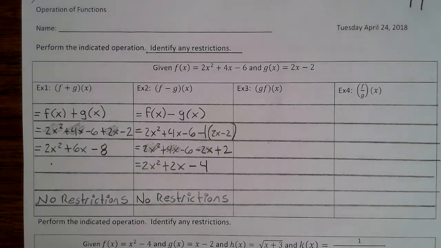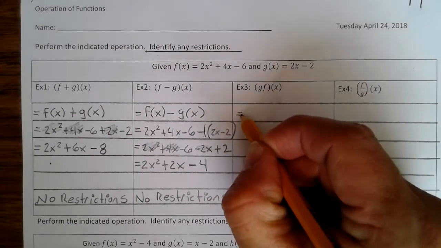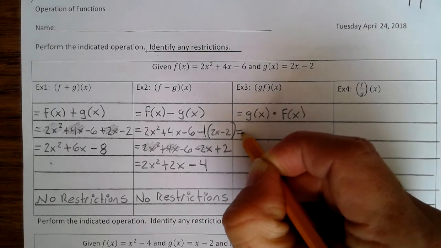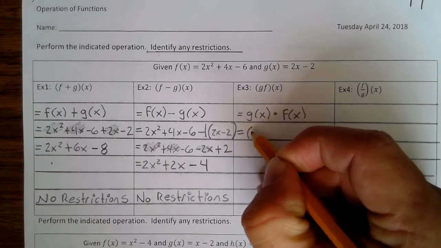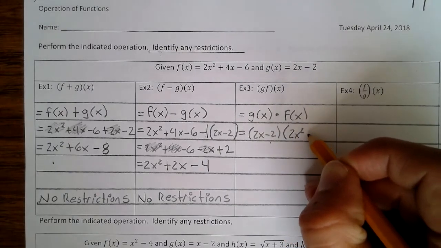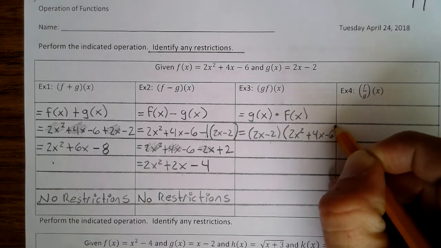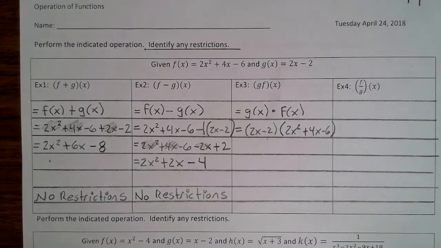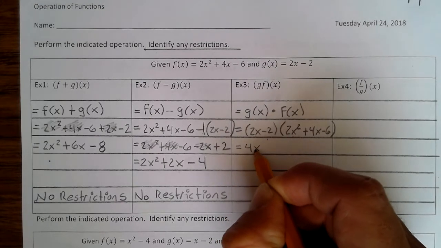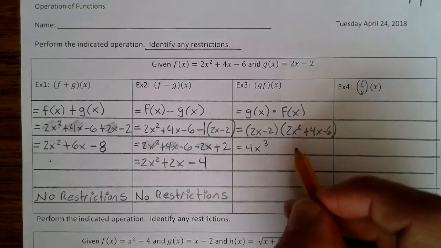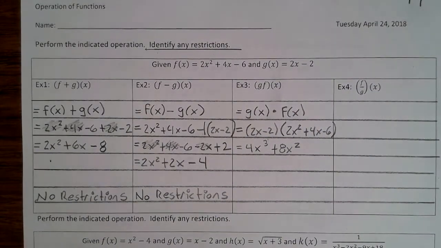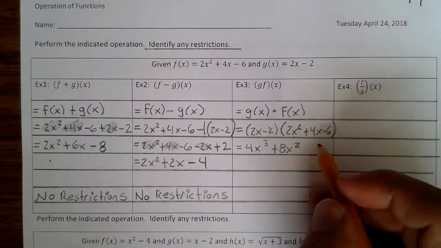Okay, so now let's look at example 3. G times f of x. So that's g of x times f of x. So g of x is 2x minus 2 times 2x squared plus 4x minus 6. Okay, so now we're going to FOIL. So 2x times 2x squared is 4x cubed. 2x times 4x is 8x squared. And then 2x times negative 6 is a negative 12x.